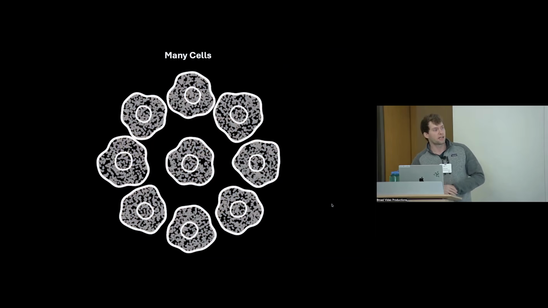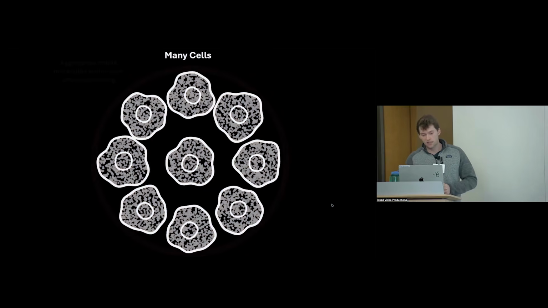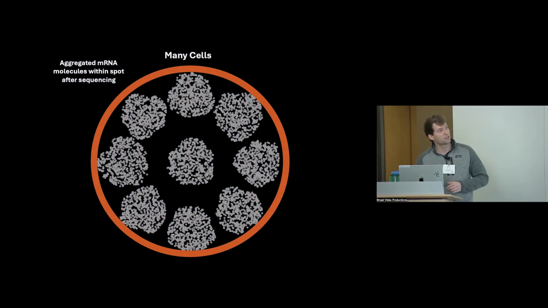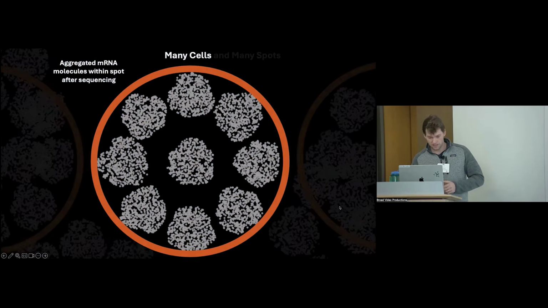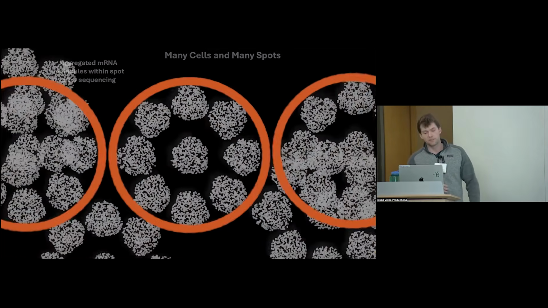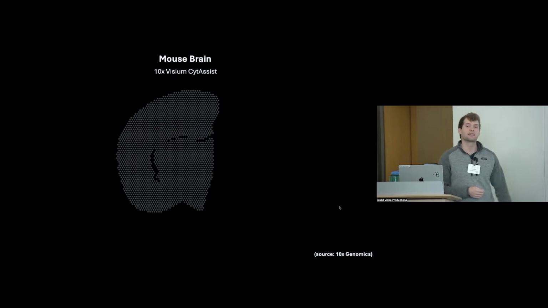So if we were to actually look at what this might look like in an example, say, again, we have these many cells. In this case, we don't need the cell segmentation because all of these mRNA molecules will be aggregated within this 55 by 55 micron spot. And so we can do this for many cells within many spots. We can, again, get a tissue of this data. And so this is a mouse brain, half of a mouse brain, with 10x Visium CytAssist.